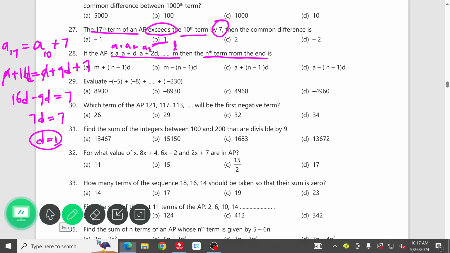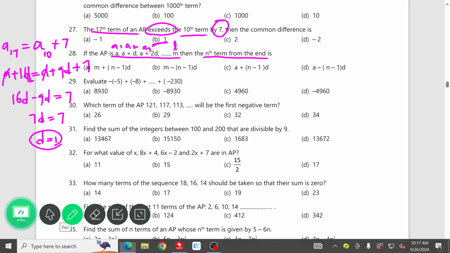Minus D. D value is what? Minus D. Am I right? A2 minus A1. What am I getting? Minus D. So minus D. This minus we can give here. Then M minus of N minus 1 into D. Where is it? Is it there anywhere? Here. That's it. Why do we need to worry?